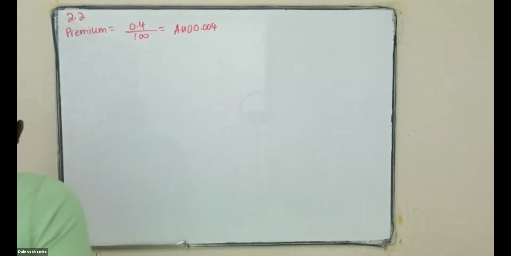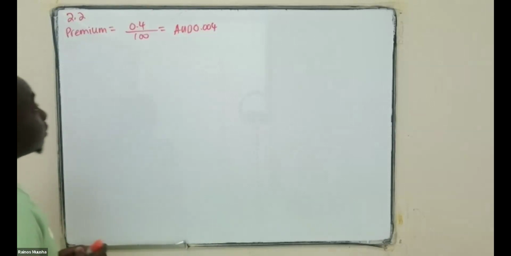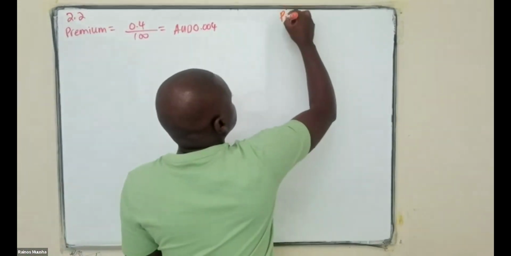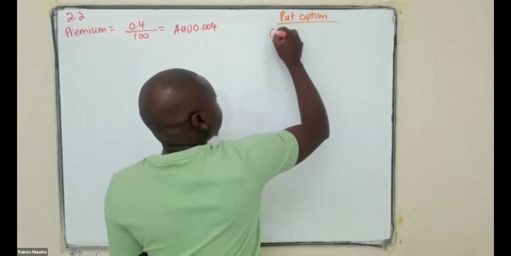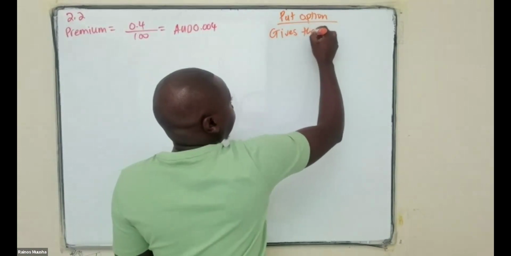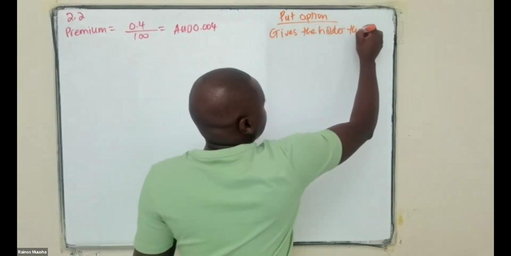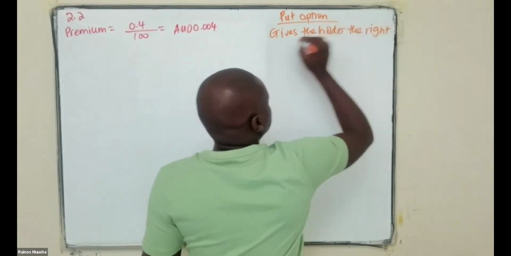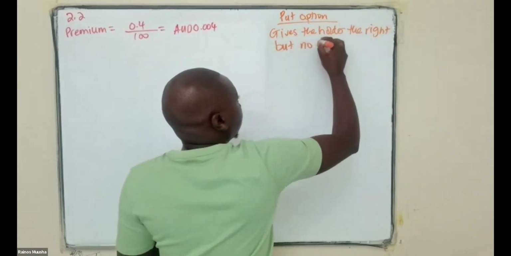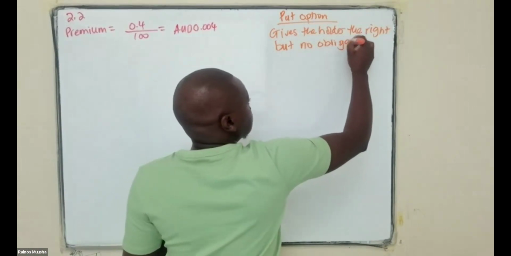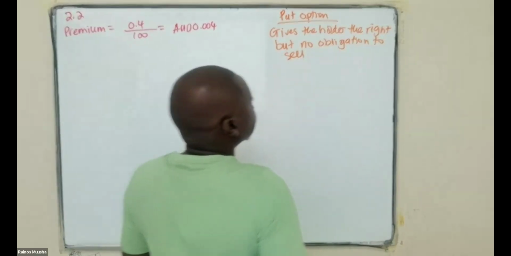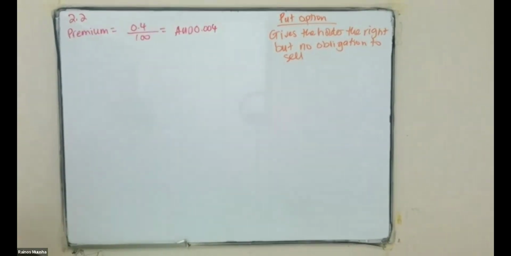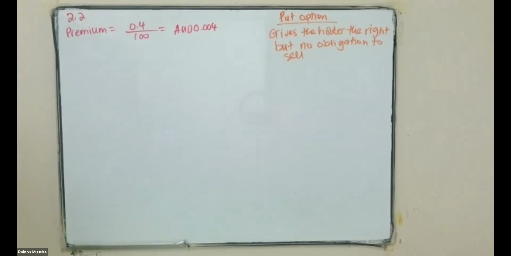Now, when it comes to the put option, the put option gives the holder the right, but no obligation to sell. So it gives the holder the right, but no obligation to sell.